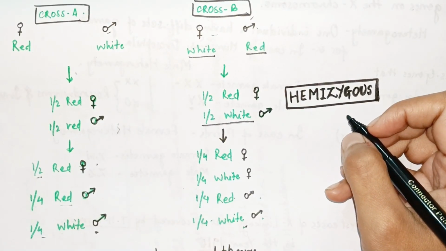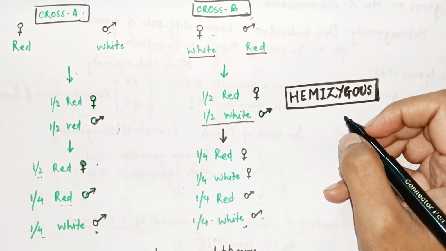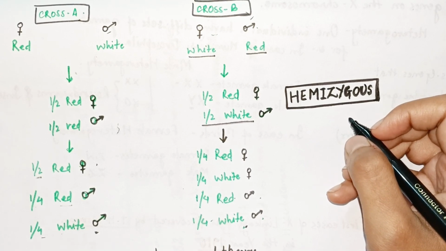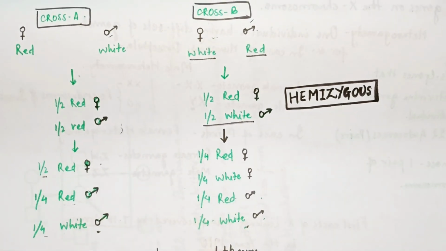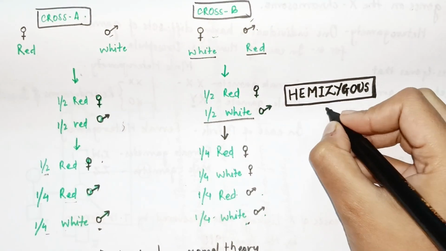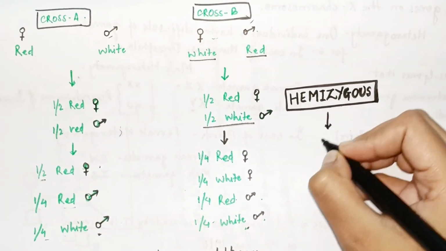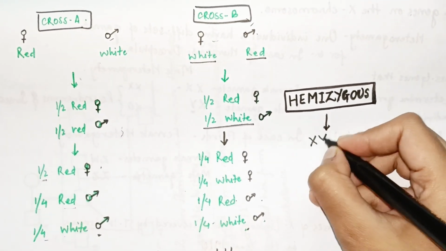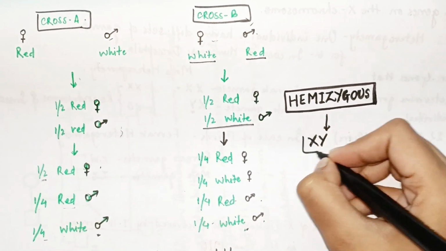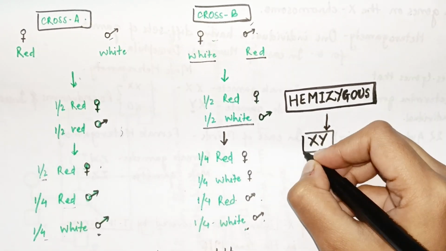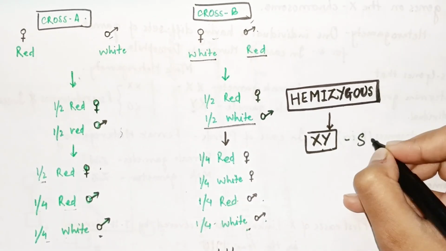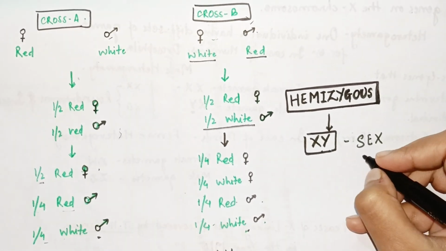Hemizygous, why? Because they have two different types of gametes. When there is male heterogamety, the males are heterogametic, and when there is female heterogamety, the females are heterogametic. In humans, males are heterogametic because they have X and Y, two kinds of gametes which are responsible for the sex of the gender.